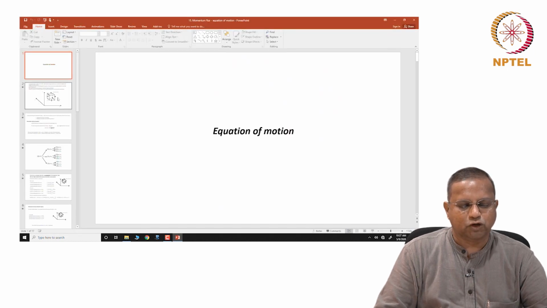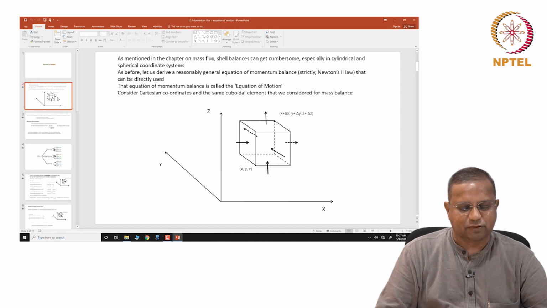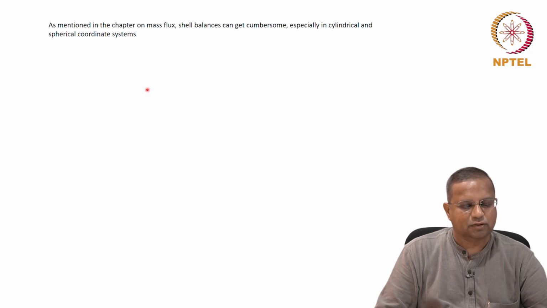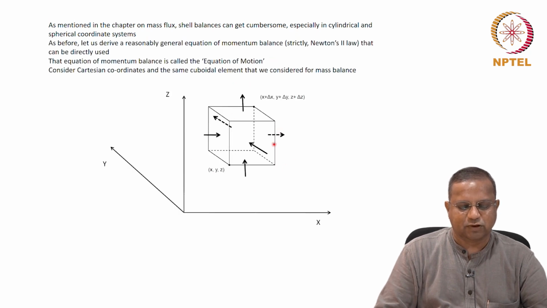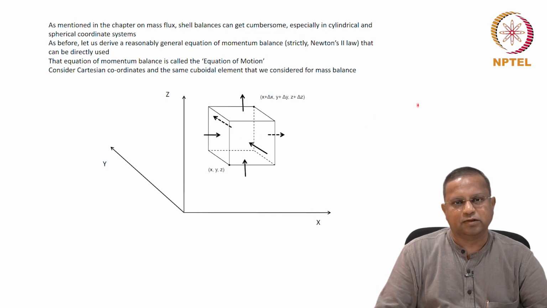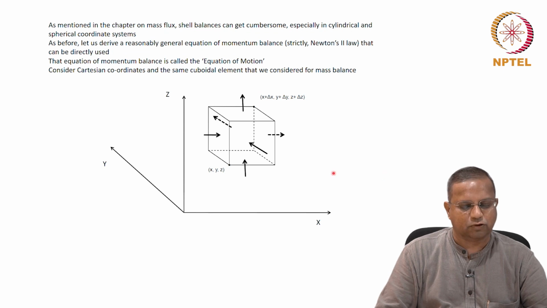So the equation of motion we actually derived for a rectangular Cartesian coordinate control volume system. So once you have this, you could always move from this coordinate system to the other coordinate systems using the methodology that has been detailed in the first appendix of the textbook.